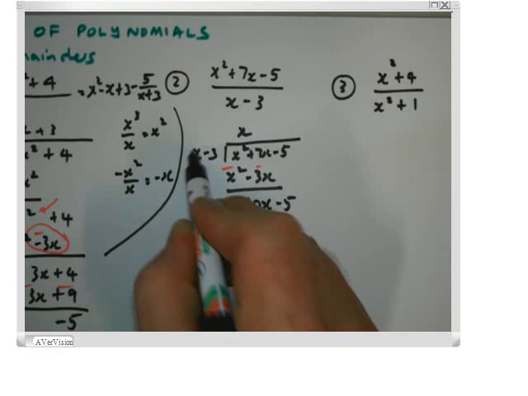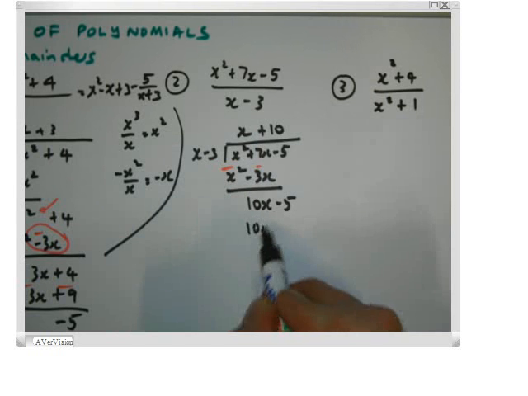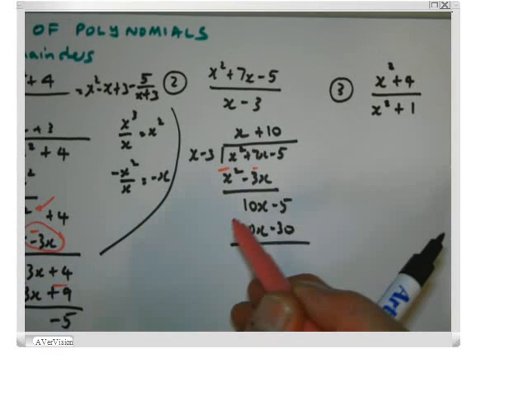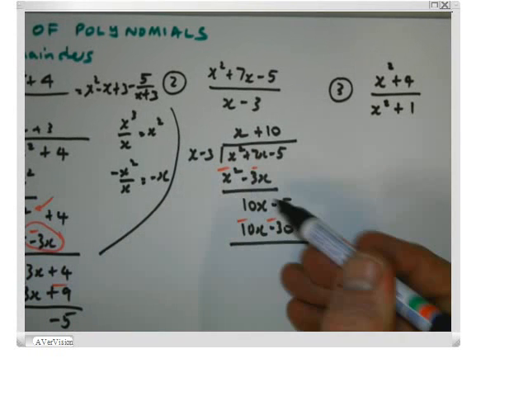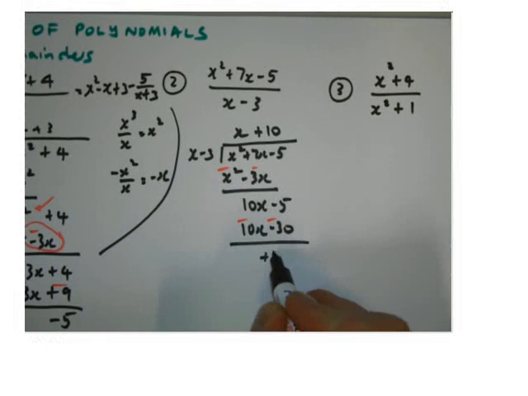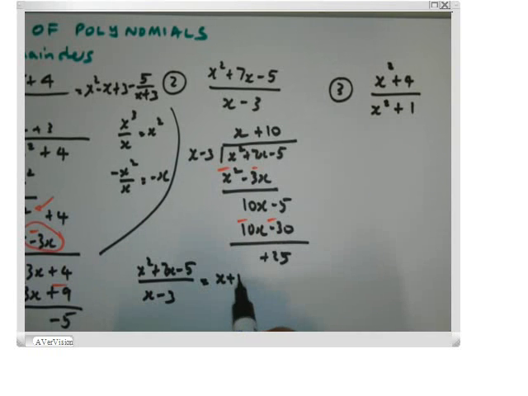x goes into 10x plus 10 times. 10 times x is 10x. 10 times minus 3 is minus 30. 10x minus 10x is 0. Minus 5 plus 30 is plus 25. Therefore, x squared plus 7x minus 5 over x minus 3 equals x plus 10 plus 25 over x minus 3 as being the solution.